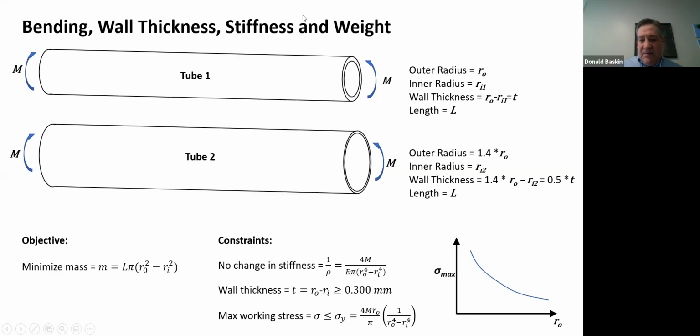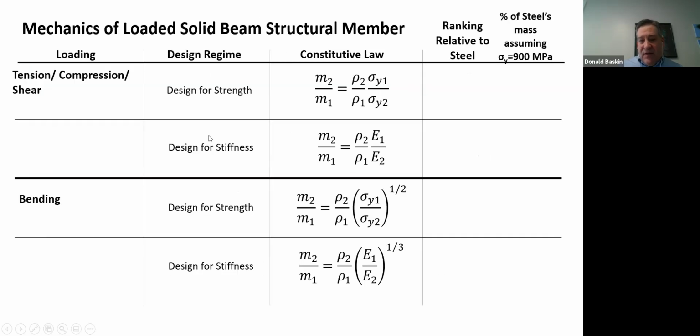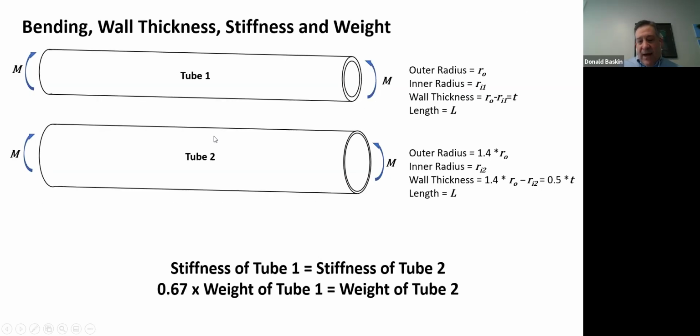Okay, they have the same stiffness. These two tubes have the same stiffness, except tube 2 is about 2/3 the weight. If it's the same length, tube 2 is about 2/3 the weight of tube 1. So this is great. By using this relationship between bending and stress, we can create a tube that's lighter at the same stiffness, okay?